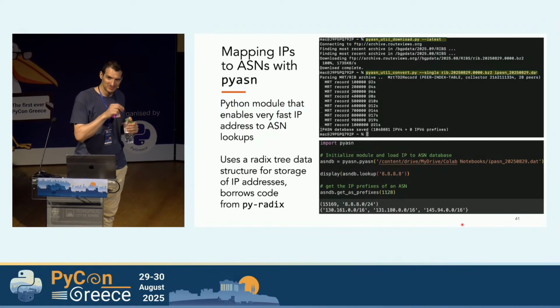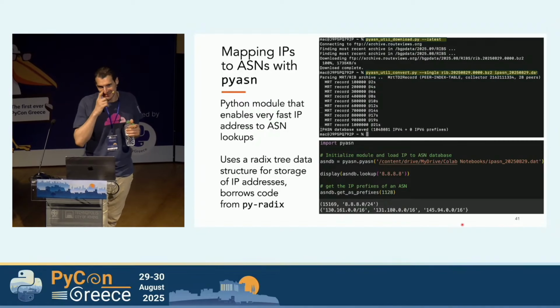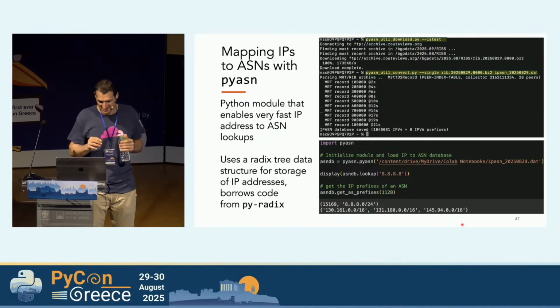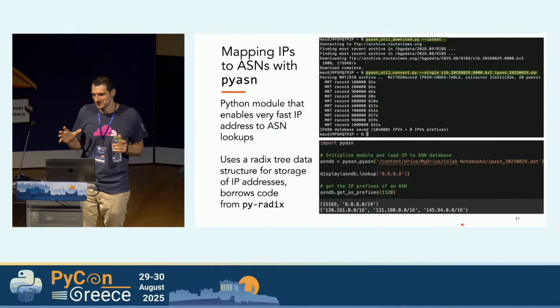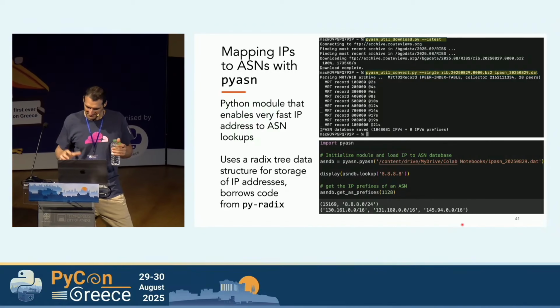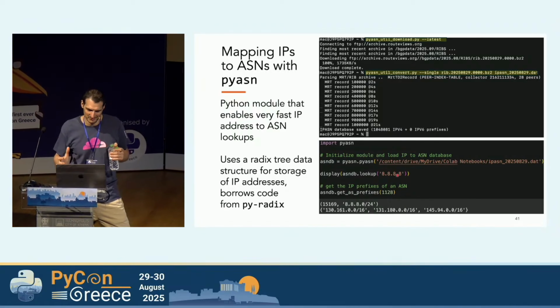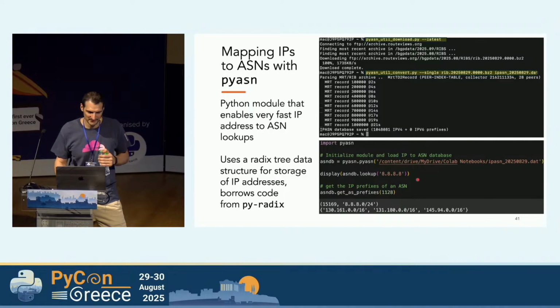You feed it a BGP table. It creates a database that maps prefixes to ASNs. It's based on a PyRadix tree, and three lines of code. I've mapped 8.8.8.8 to Google.